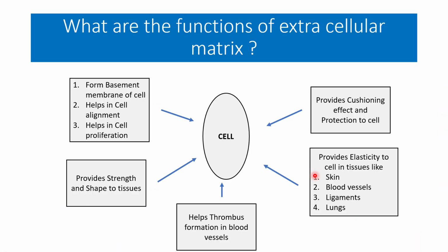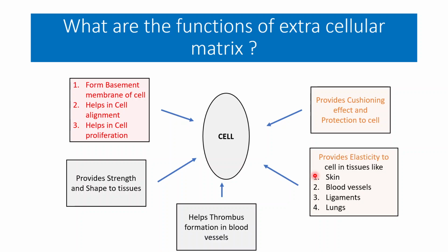Now, what are the functions of extracellular matrix? First, it forms the basement membrane of the cell on which the cell rests, helps in cell alignment, and keeps the cells together. It helps in cell proliferation, as the various growth factors pass through it. It provides a cushioning effect and protection to the cell.